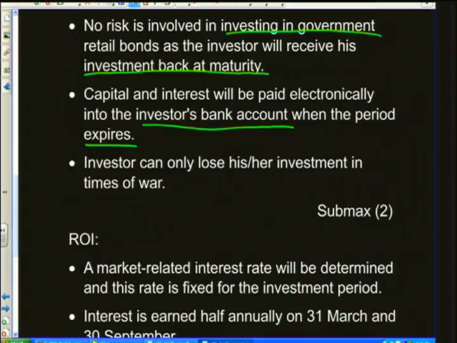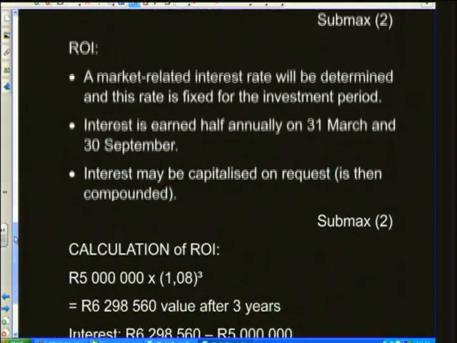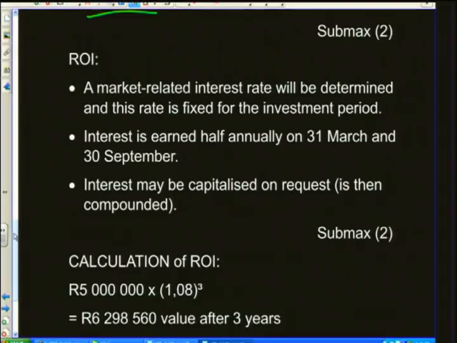Right? And investors can only lose his or her investment in times of war, right? Luckily enough, we don't have any big enemies out there, so we're not going to war with anyone. Sub-max there, 2 marks, so it's 2 marks per point, right? Let's look at our return on investment.